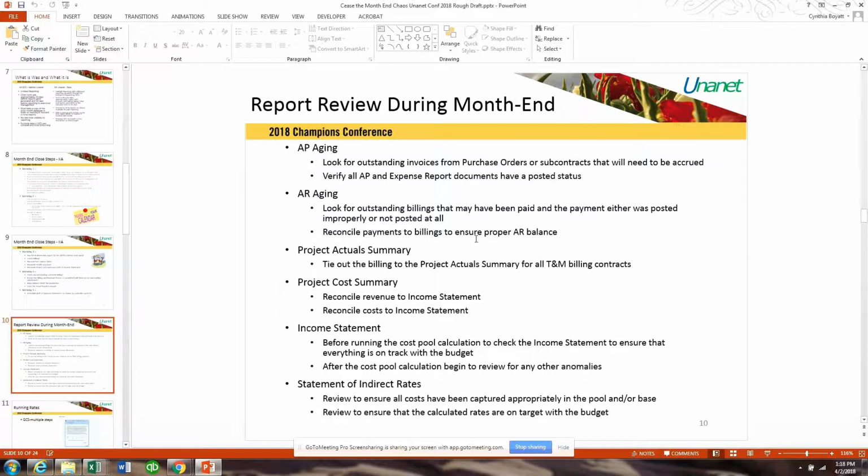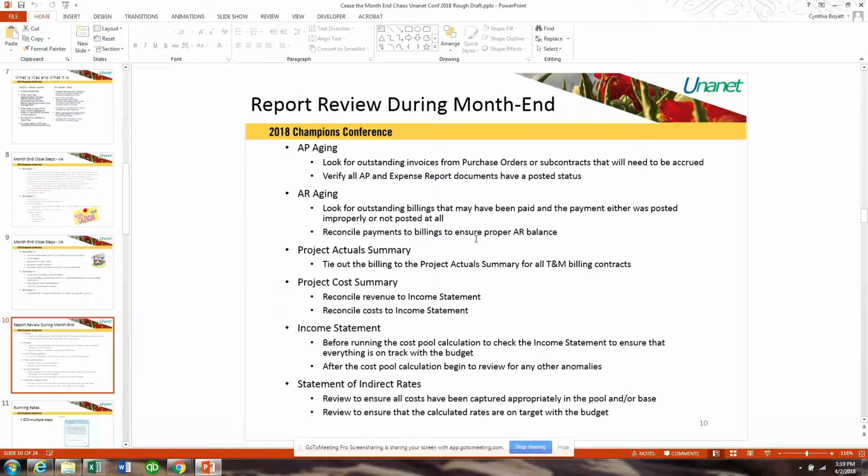After the cost pool calculation, we run it again, and this time we're looking for any anomalies that may pop out at us. Just sometimes you never know. You may post the payroll entry that comes over from Payroll Network, and it may somehow hit a wrong account, and let's say it doesn't hit accrued wages, it hits accrued AP. So now you're looking for anomalies in your statements after the fact.